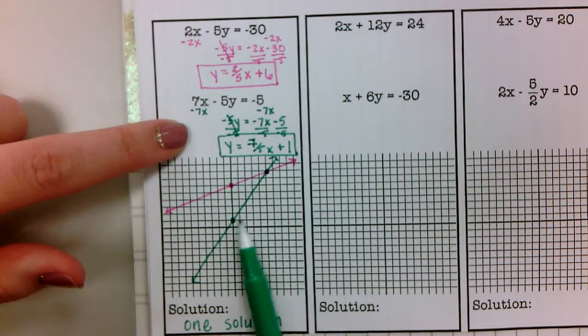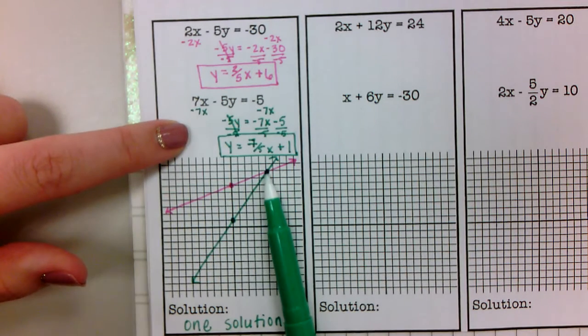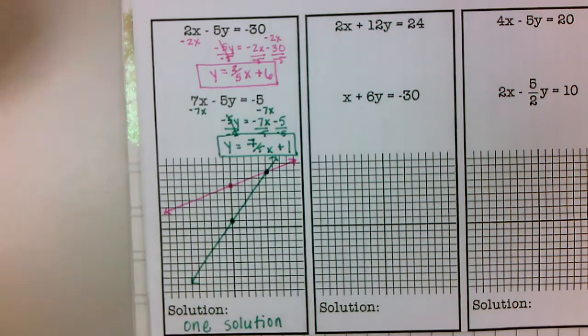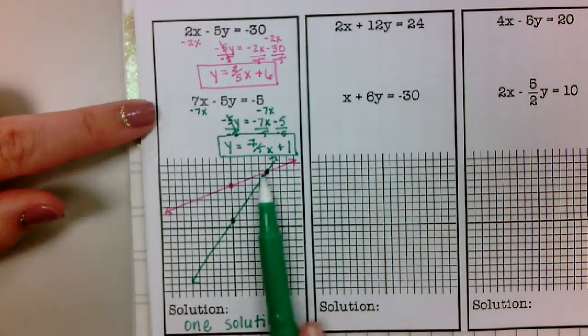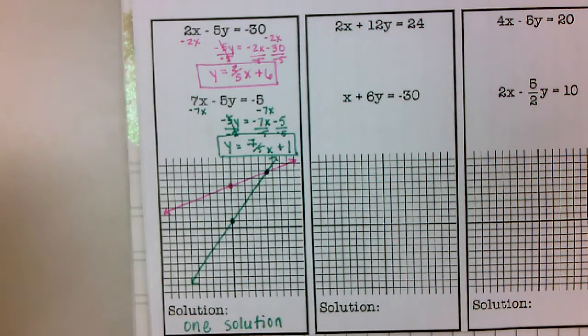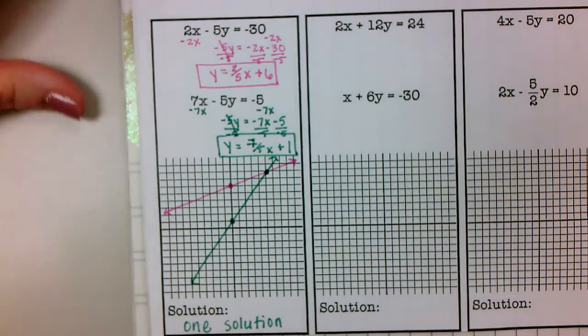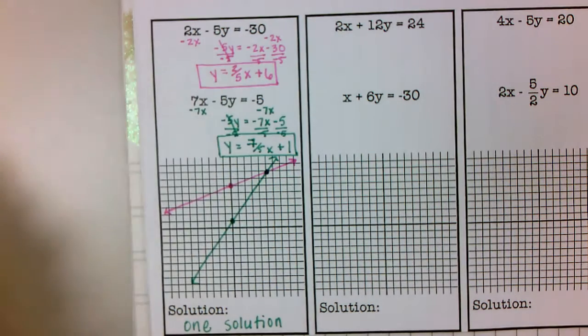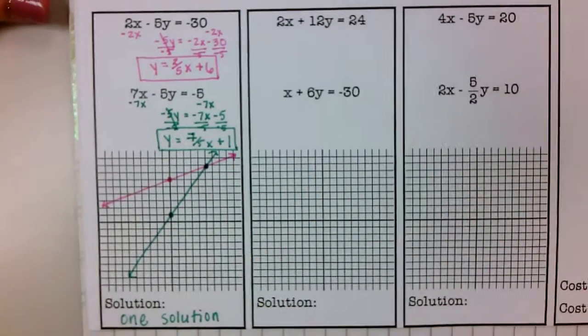And that is this point. This x and this y value at this point, no matter which equation you use, will work. It'll work for both of them. So it's a solution that's on both of those function lines, but there's only one of them. There's only one place where these two lines meet. And so this is an example of one solution. Let's move on to the next box.